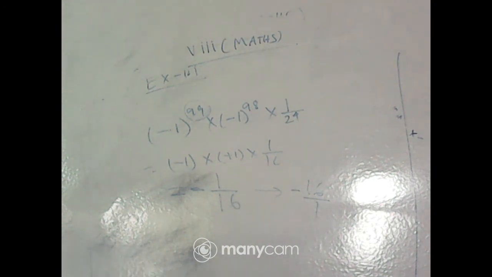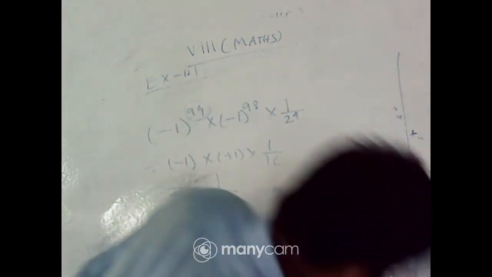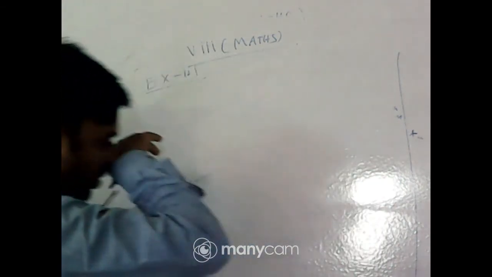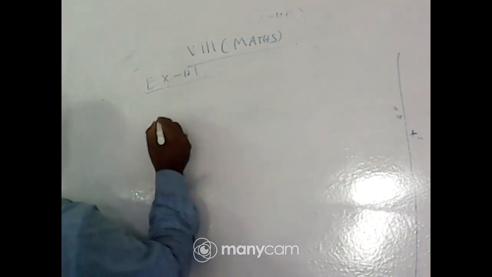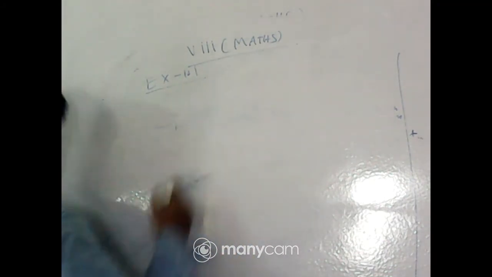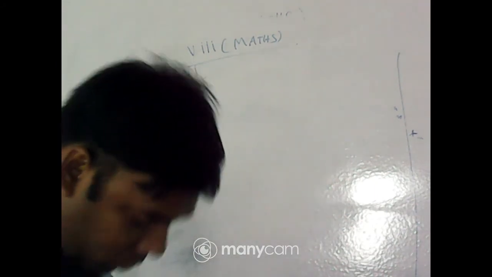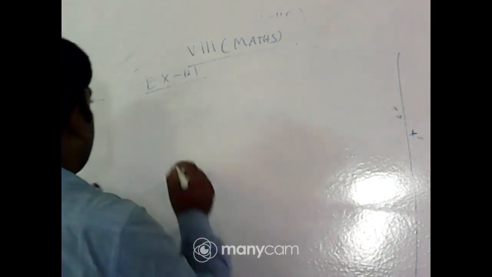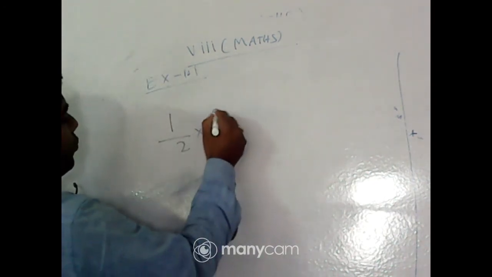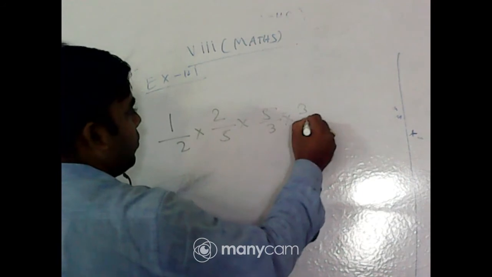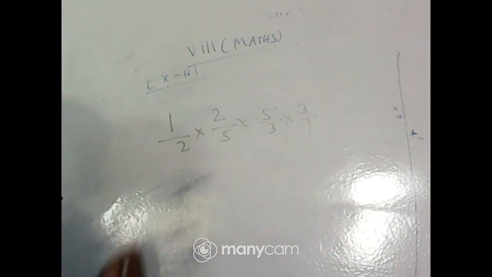Okay, next question. Minus 1. 1 by 2 into 2 by 5 into 5 by 3 into 3 by 1. What is the multiplicative inverse of that number? Quickly answer it.